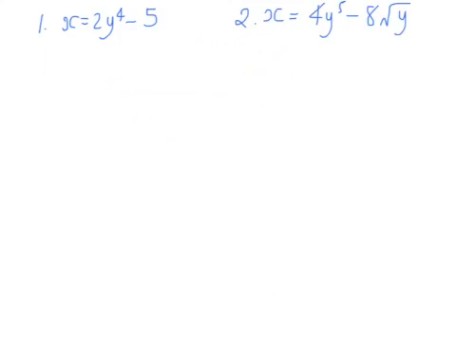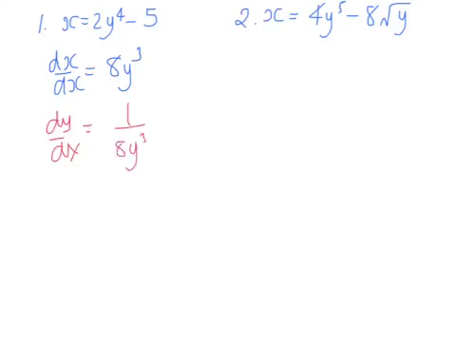Okay, so let's look at a couple of examples. Right, the first one, we've got x is 2y to the 4 minus 5. So we start off by finding dx by dy. So we've got 8y cubed only. 5 obviously disappears when we differentiate it. So dy by dx is just going to be 1 over 8y cubed.